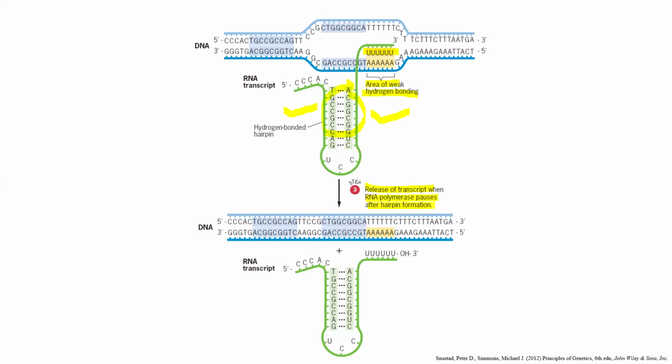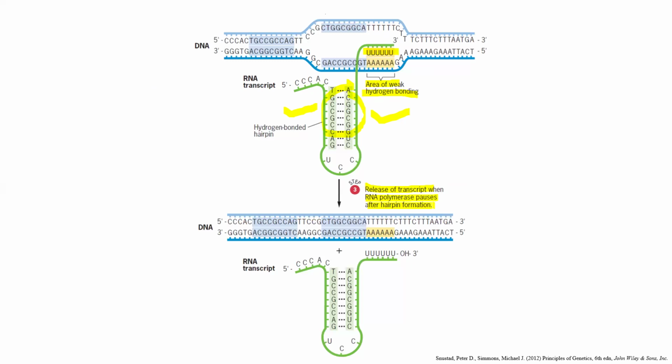And these rho independent terminators have a GC rich region, which have inverted repeats, followed by 6 or more AT base pairs with A's in the template. And the hairpin pauses the RNA polymerase, and the weak AU base pairing releases the chain.